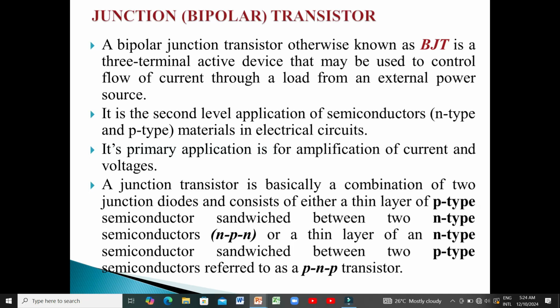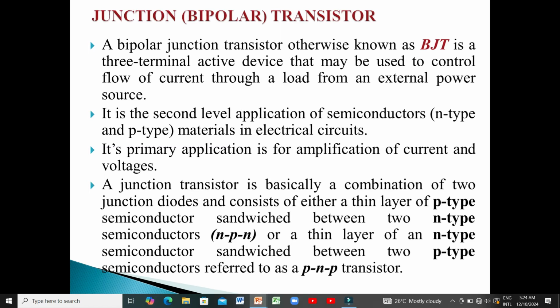We'll be looking at the junction transistor, otherwise known as the bipolar transistor. A bipolar junction transistor, otherwise known as the BJT, is a three-terminal active device that may be used to control the flow of current through a load from an external power source. It is the second-level application of semiconductors, that is N and P type materials, in electric circuits. Its primary application is for amplification of current and voltages.